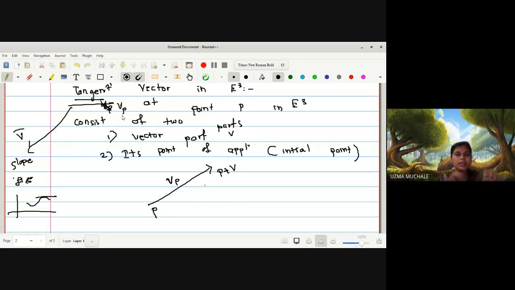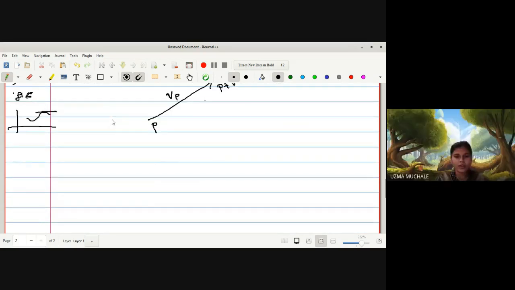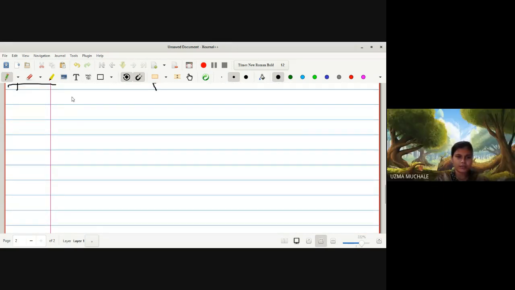So simply it is a vector in E3 space. Instead of saying it to be a vector in E3 space, it is defined to be a tangent vector with some point of application P and the vector part V. Okay? Any doubt for this definition of a tangent vector? No, ma'am.